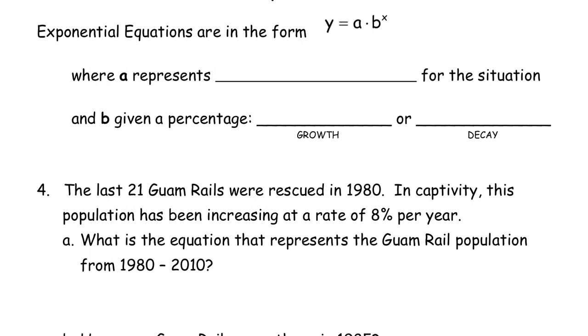It's on your paper you had yesterday. Okay, so you have an exponential equation. It's in the form of a times b to the x, where a is going to be our y-intercept, right? So this is going to be a y-value at zero that they're going to give us somehow. And then b is going to be a percentage, right?